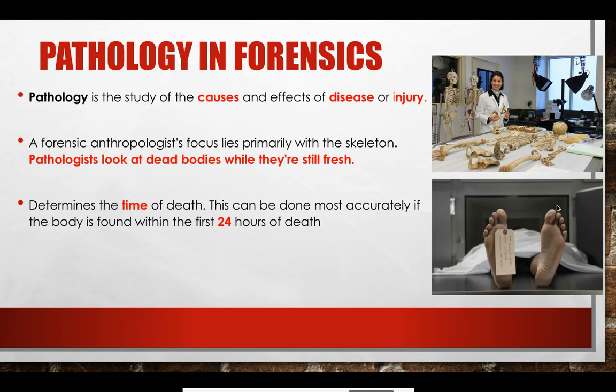Now, pathologists usually determine the time of death, and this can be done most accurately if the body is found within the first 24 hours. So that doesn't happen in all cases. However, if it does, we can usually determine when it was that they passed on. And they also use certain indicators to do this, such as algor mortis, livor mortis, and rigor mortis. So these are terms that we're going to be learning today and focusing on.